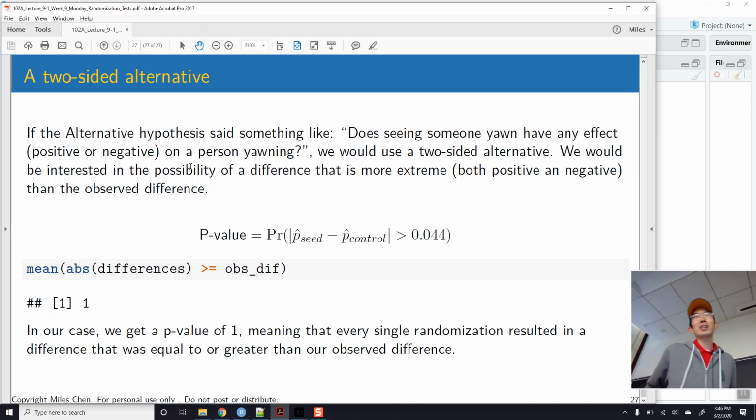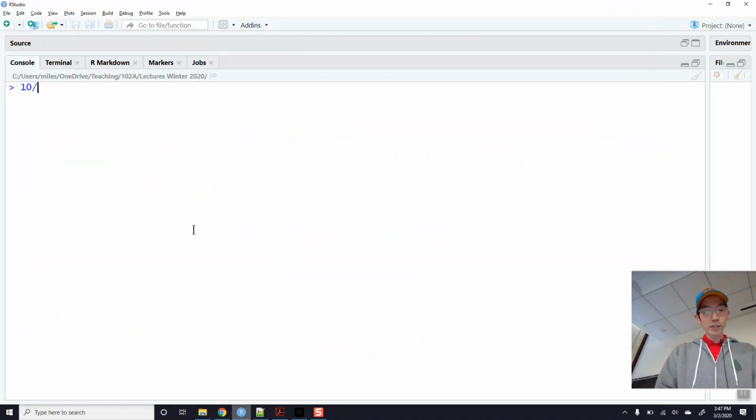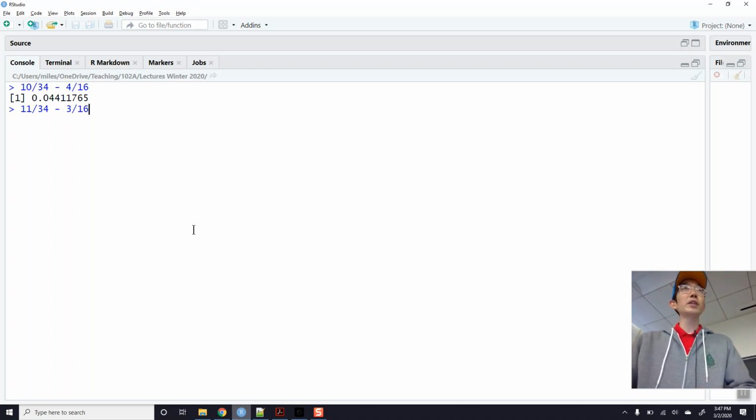And that feels like, is that for real? Can you get a p-value of 1? And you can for discrete cases. Let me just show you. In our case, we had 10 out of 34. Our difference of 0.044 came because 10 out of 34 in the seed group versus 4 out of 16 in the control group gives us a difference of 0.044. Now, if the assignment ended up different, I would have 11 in one group and 3 in the other. Because if 14 people are destined to yawn, I could split it up 10-4 or 11-3, and I would get a difference of 0.136.